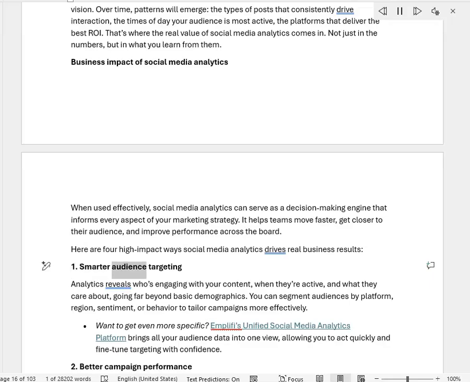1. Smarter audience targeting. Analytics reveals who's engaging with your content, when they're active, and what they care about, going far beyond basic demographics.